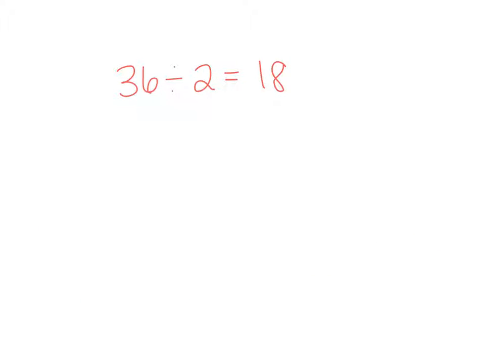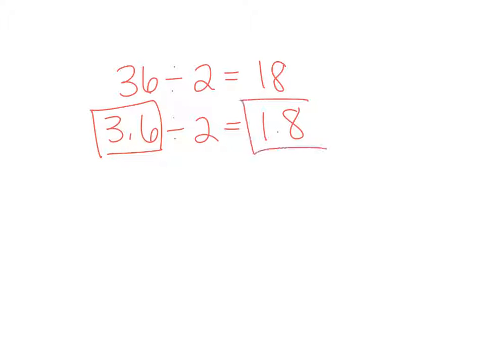All right, so look at this one. 36 divided by 2 is 18. What do you think 3.6 divided by 2 is? If you said 1.8, you would be correct. As I decreased the dividend by a factor of 10, my quotient decreases by a factor of 10. What do you think 0.36 divided by 0.2 is? So I decreased my dividend by 2 factors of 10 and decreased my divisor by 1 factor of 10.